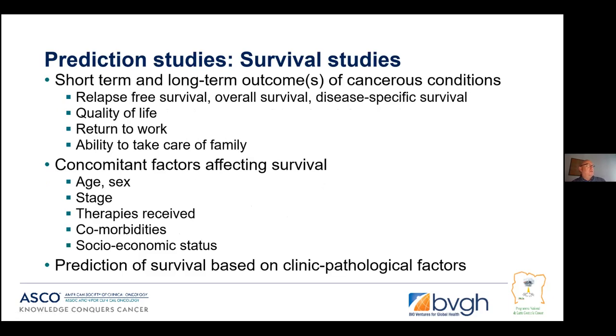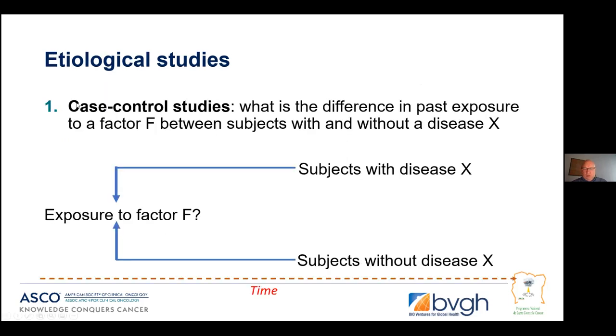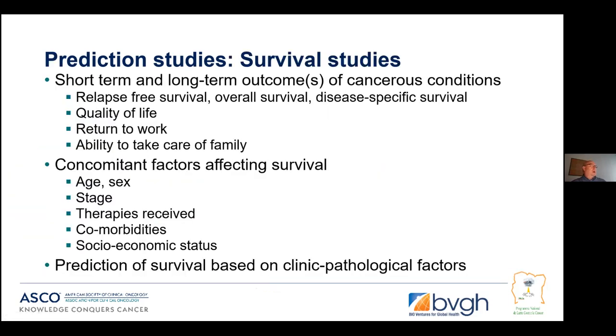Then we have the prediction studies, with survival studies, with the long-term and short-term outcome. And indeed, there are many kinds of outcomes we can look at with the survival studies. It's a strange name, survival. We can look at the number of outcomes after a diseased patient has been treated. Can be, of course, survival, relapse-free survival for cancer is one, but there are other quite important outcomes that need, I think, more attention, like the quality of life, the return to work, the ability to take care of family. These are important outcomes in what we would call the survival studies.